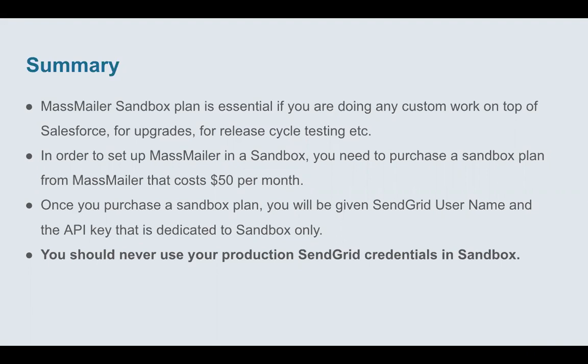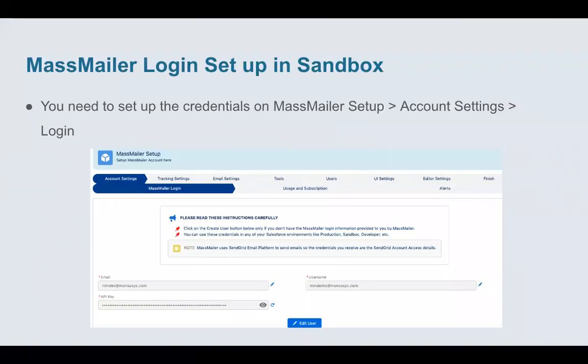So basically, you will get a SendGrid username and the API key for sandbox purposes. And as I mentioned, you should never use the production level SendGrid credentials in Sandbox. Please remember that. Once you get the credentials from us, you will have to go to MassMailer setup, account settings, login, and then update your credentials there. I'll show you how to do this so that you don't have to worry too much about it.